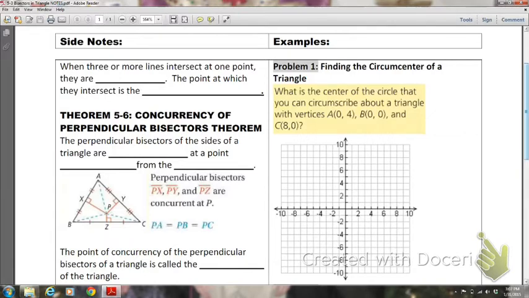So just as a refresher, when 3 or more lines intersect at one point, that's called concurrent. They're concurrent, and the point at which they intersect is the point of concurrency. So we learned that with the centroid and the orthocenter when we learned about them. So now let's look at our next theorem that we're going to learn about, concurrency of perpendicular bisectors.